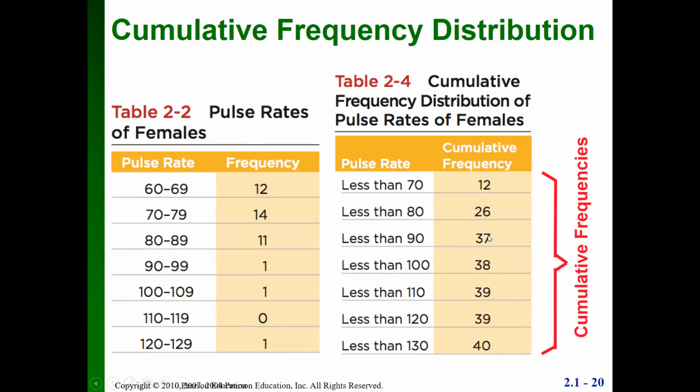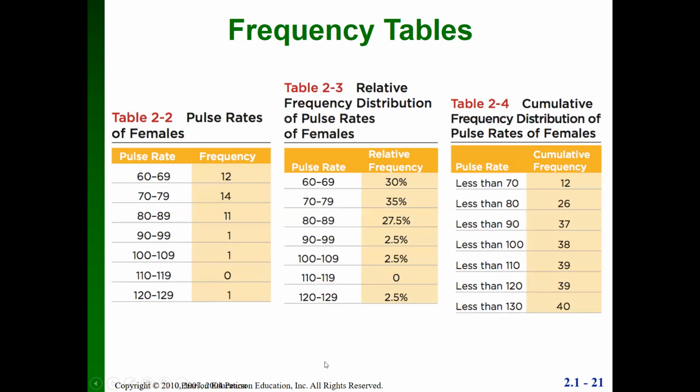40 are there, okay? And we see here that, again, there's nothing in the 110 group, or nothing in the 120 group, 110 to 119. So this number doesn't change. Okay, so we look at these and we get all of this. What's the purpose of this? It's really to take a look at where the preponderance of the data lie.